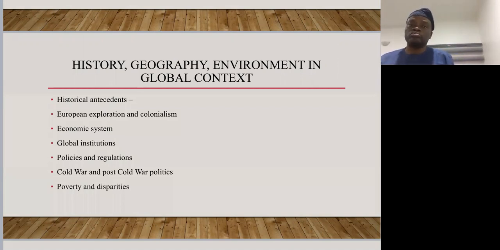How it led to new economic systems, how it brought about global institutions, and how policies and regulations became global issues. Of course, in a post-1945 era, we begin to look at the Cold War and how this ideological difference between the two bipolar powers impacted the global communities.